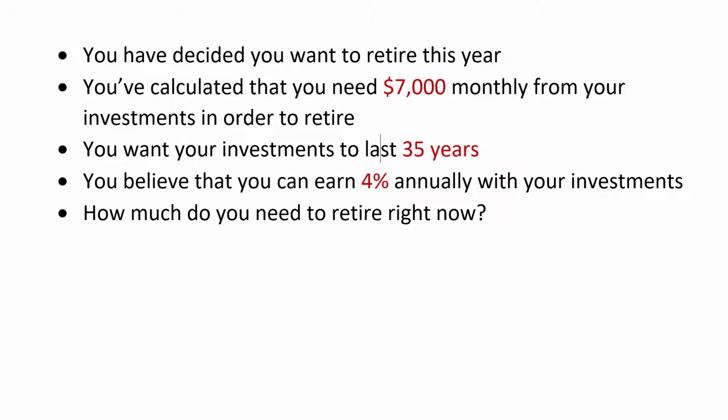And you know that you want your investments to last for 35 years. So we're going to retire here a little bit earlier than the standard retirement age, which is good for us. And we believe that we can earn about 4% annually with your investments. Nice conservative portfolio there. But we still believe that even when we're concerned chiefly with capital preservation, we can still eke out a good 4% annual return there. But the ultimate question is, how much do we need to retire right now?